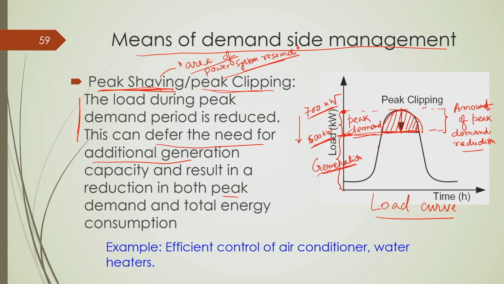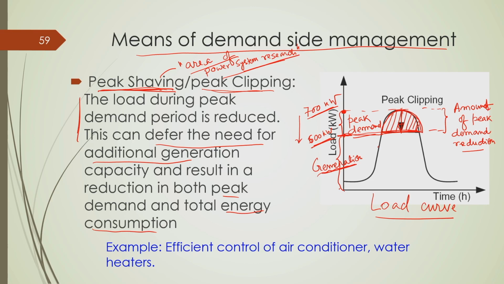Now, in order to meet this 700 kilowatt, this extra 100 kilowatt, from where will it come? Either you have to establish a new generation unit or new generators, or you have to purchase at higher cost from the other neighboring grids. So, both options are costlier, and you can defer this. Now, how can we reduce this sort of peak demand? In fact, this peak demand reduction also leads to a significant amount of energy saving. This energy is, as I have shown you, in the hatched, shaded area.